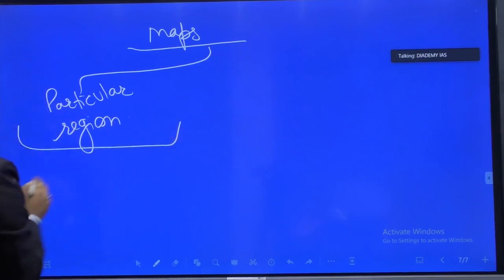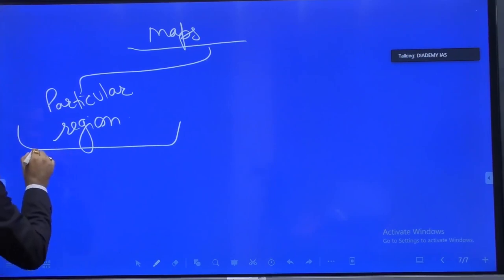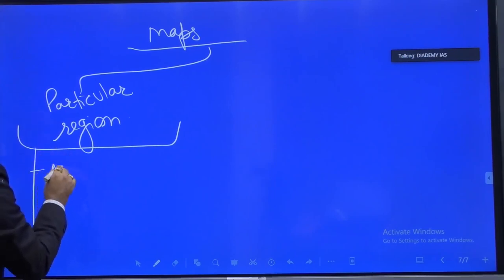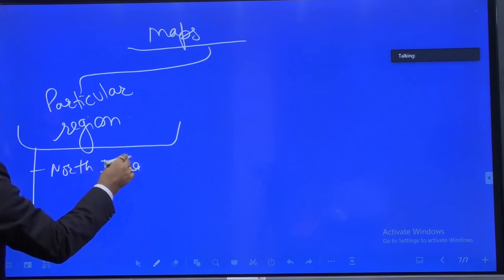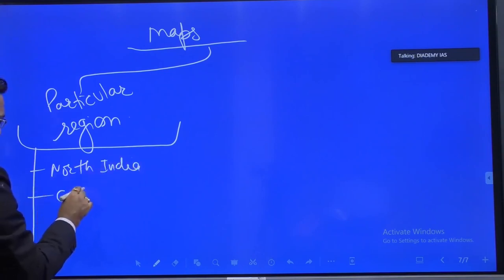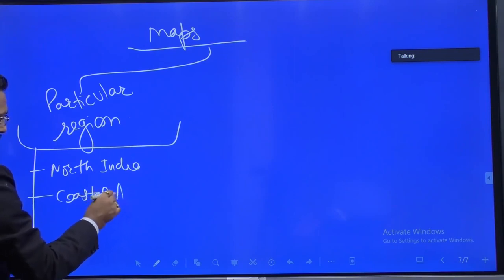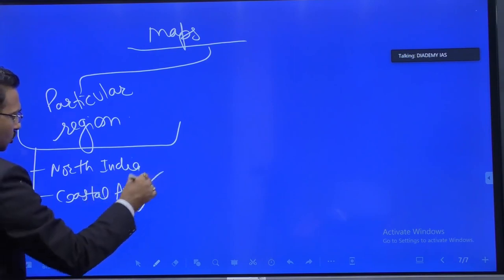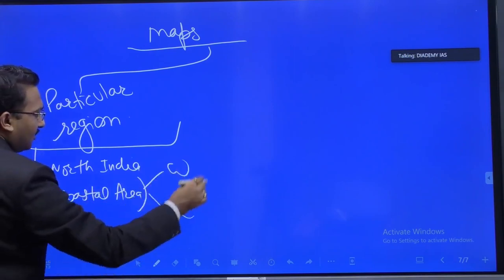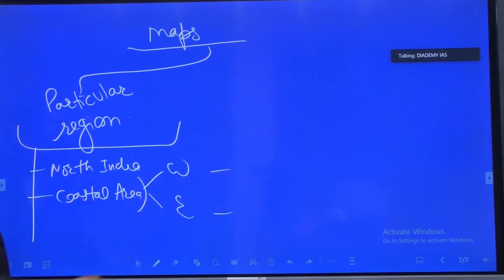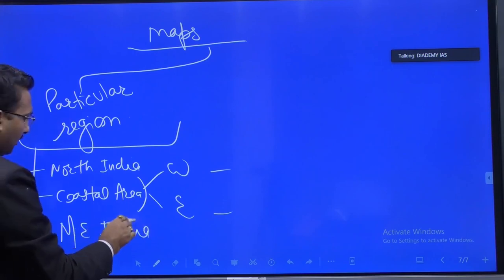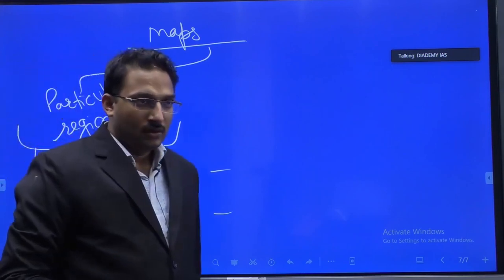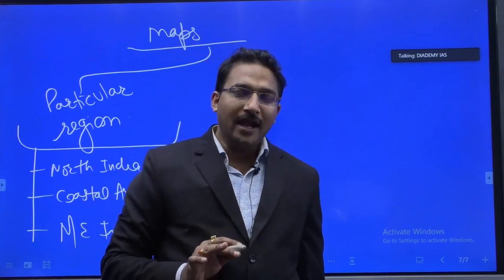Suppose you want to discuss something about North India. So make that map of North India only. Suppose you want to discuss about coastal area, so it is about western coast or eastern coast. Depending upon that, you make the diagram or map of that particular coast. Suppose it is about northeast India. So don't make the map of entire India, only the relevant portion. Only the relevant portion, right?